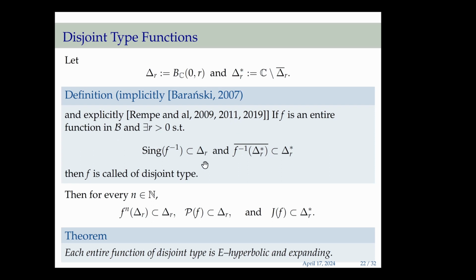And then for this function, immediately from this definition, the forward orbit of this disk delta r is contained in itself. So the Fatou set is contained in this one. So the Julia set must be contained in its complement, and the post-critical set, all iterates of this set, are contained in delta R. And the fact about disjoint type is that it is the strongest type of hyperbolicity and expanding, namely any function of this disjoint type is hyperbolic, and it is also expanding.